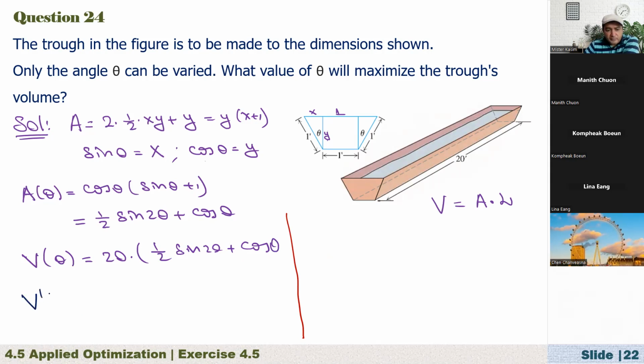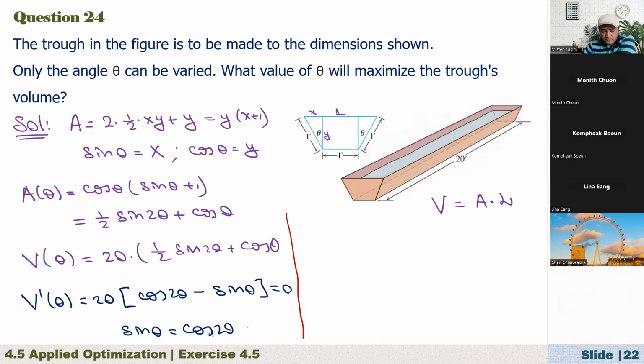So now if you differentiate both sides with respect to theta, here we have 20. And the 2 and 1 over 2 cancel each other, that's equal to cosine of 2 theta. Minus, how about cosine of theta? That's equal to sine of theta. So this should be equal to 0, right? Now, if it's equal to 0, let me just write here that sine of theta should be equal to cosine of 2 theta, right?